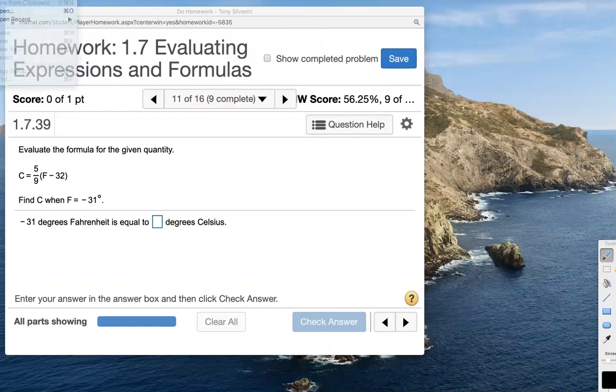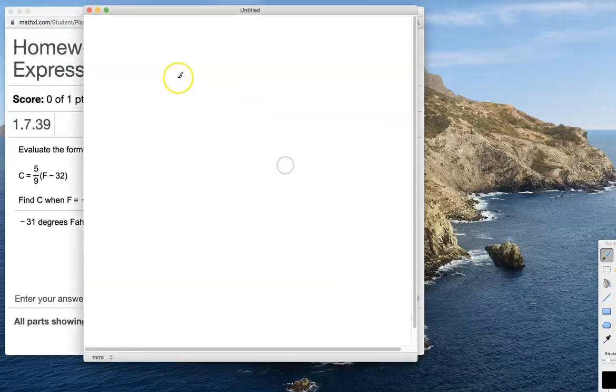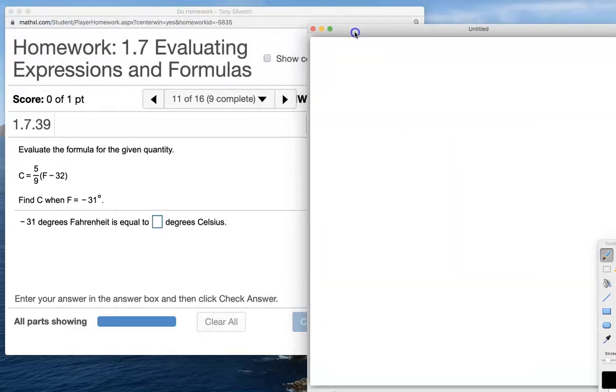File, new. Okay, let's take a look. So there's the formula. I'm going to say C is what I'm trying to calculate. I don't know what that is. 5/9. But everywhere I see an F, I need to put in a negative 31. Negative 31 minus 32. Okay. Do what's in the parentheses first.